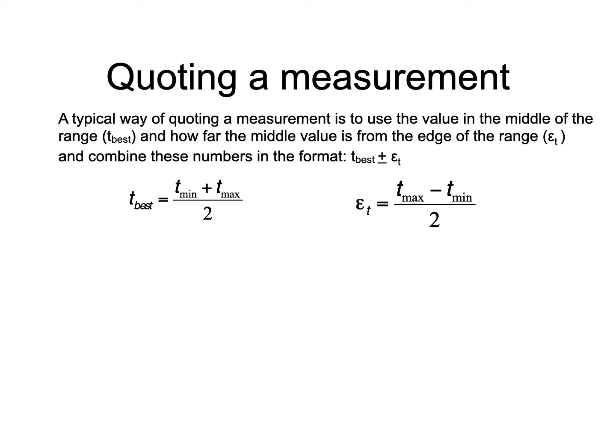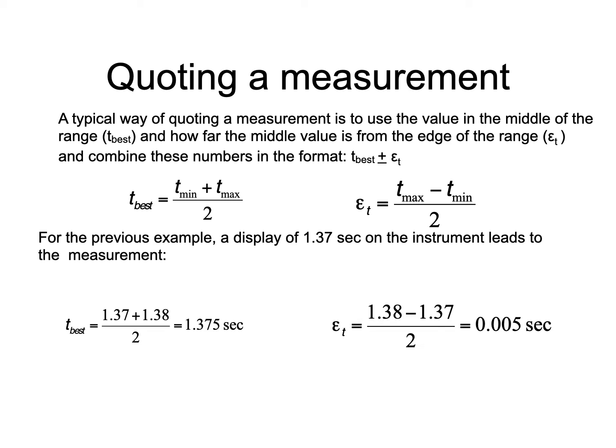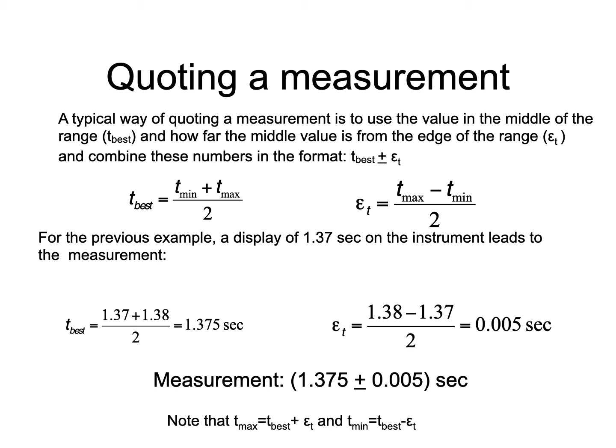Using the minimum and maximum values of the previous example, we get 1.375 for T best, which is the middle of the range. The separation between the middle and the edge of the range is 0.005 seconds. Combining that information, we get a measurement of 1.375 second plus and minus 0.005 second. Please note that you can get back the lower and upper limits by subtracting or adding epsilon t to the T best.